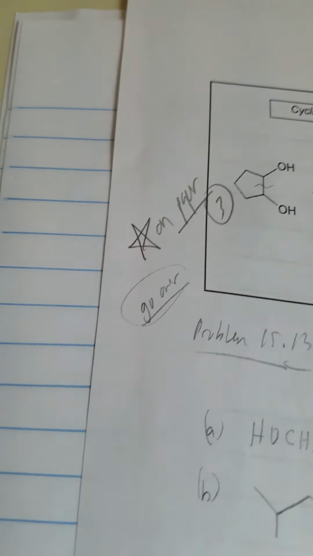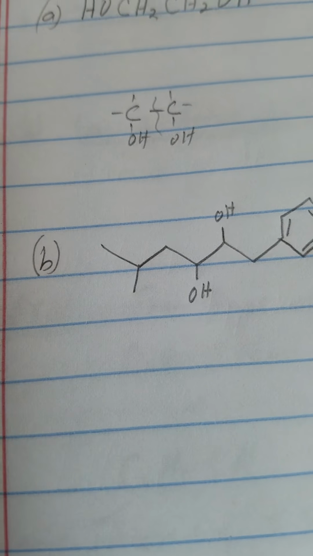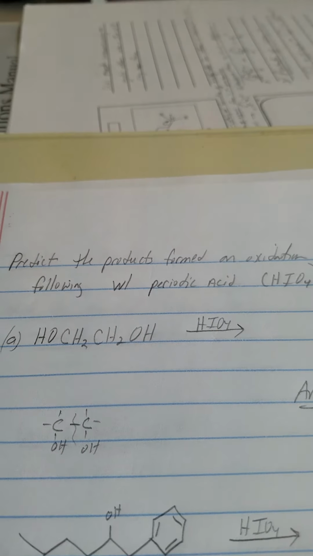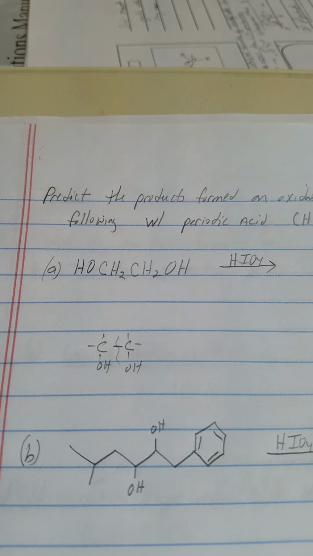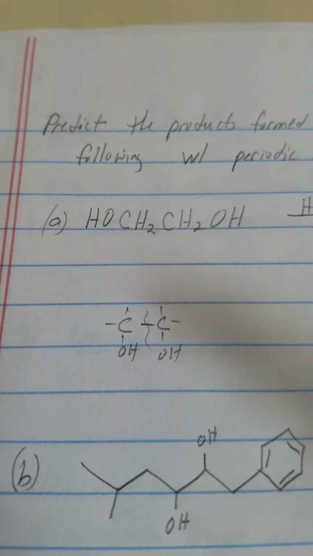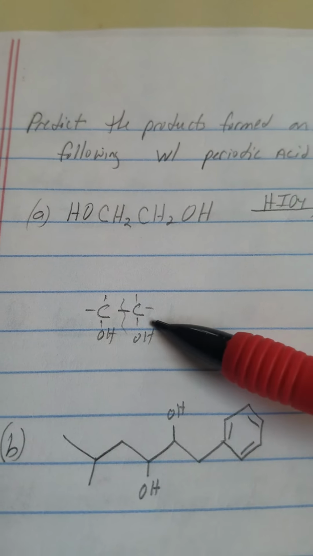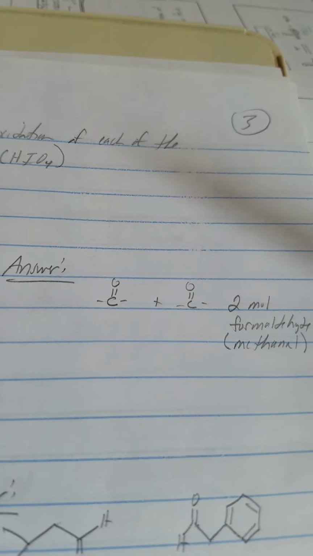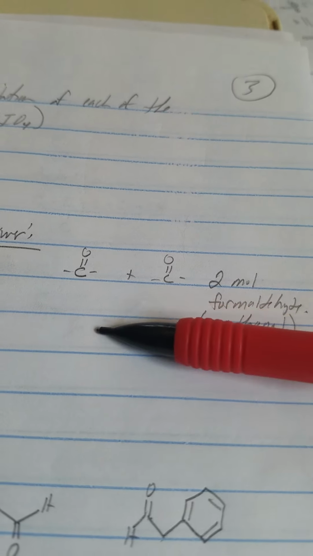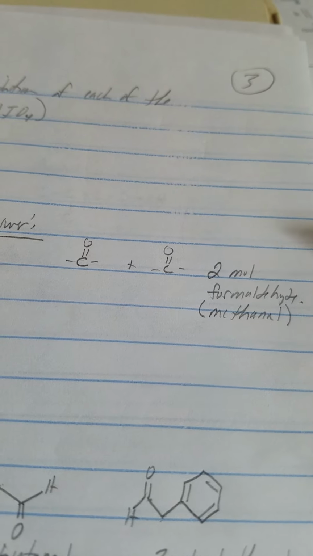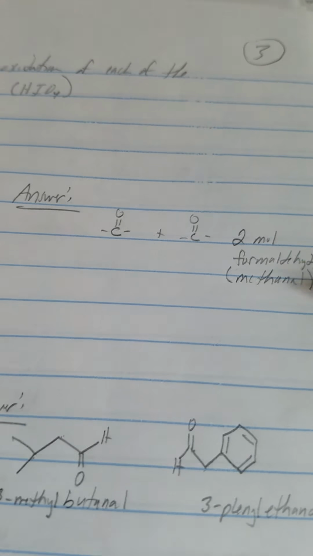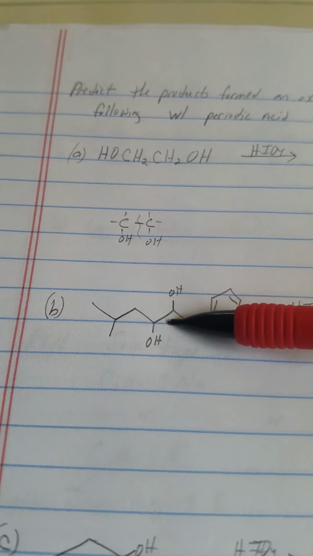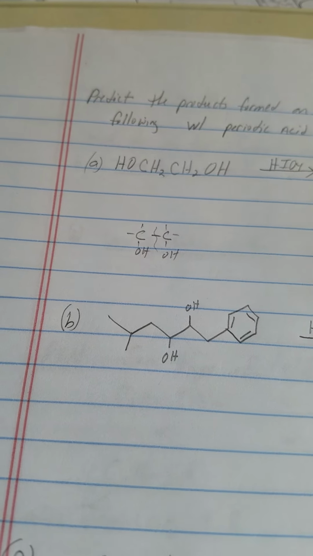So let's look at just a couple of examples. On this one, we're predicting the products formed by the oxidation of each of the following with periodic acid. On this one, I just rewrote it this way to make it easier to see. I'm going to break this apart, and you see that you would get two of these compounds, or two formaldehyde compounds, or you can call them methanols. If I look at my second example, I will be breaking the bond here. Both of these are terminal, so I'm going to end up forming two aldehydes.